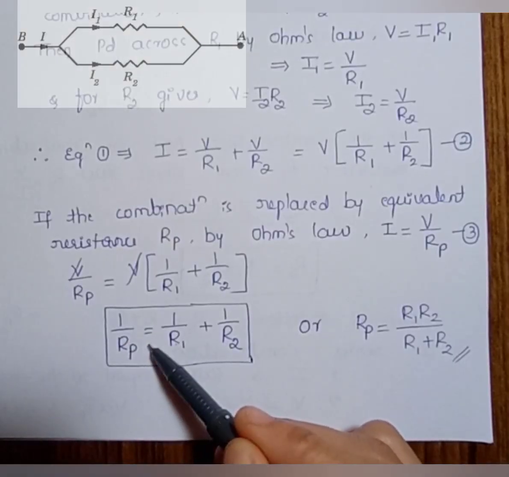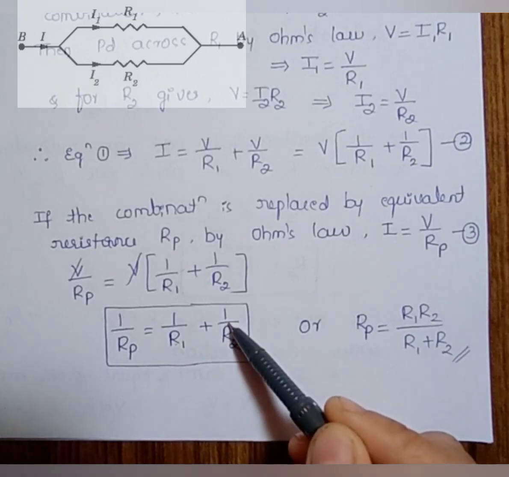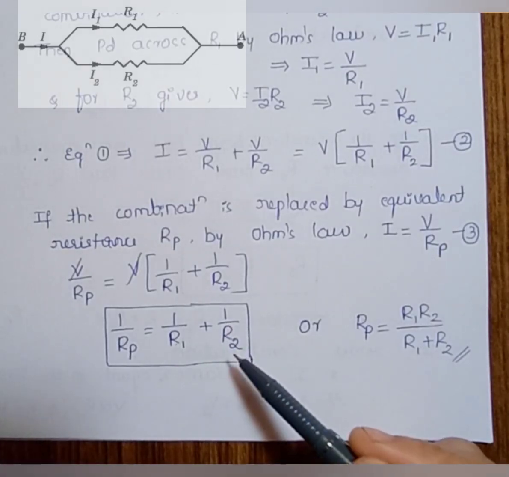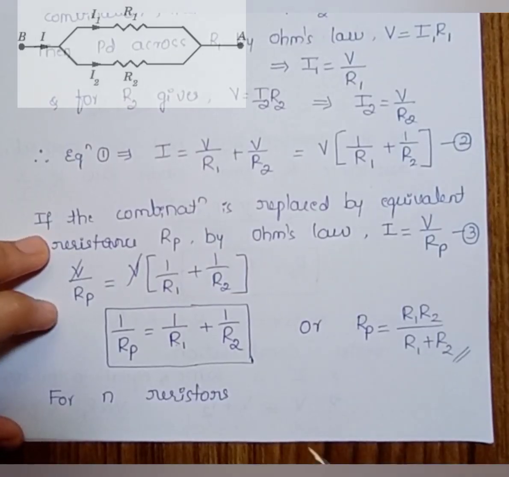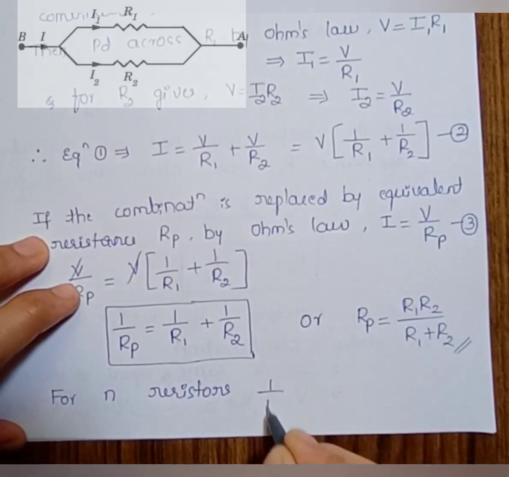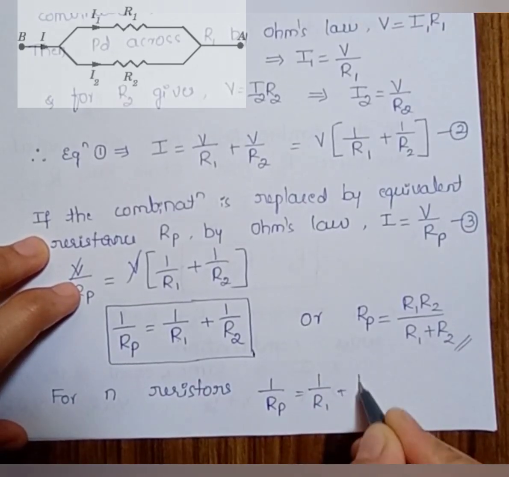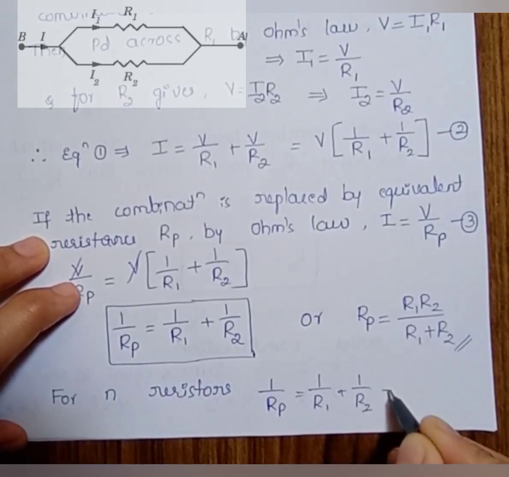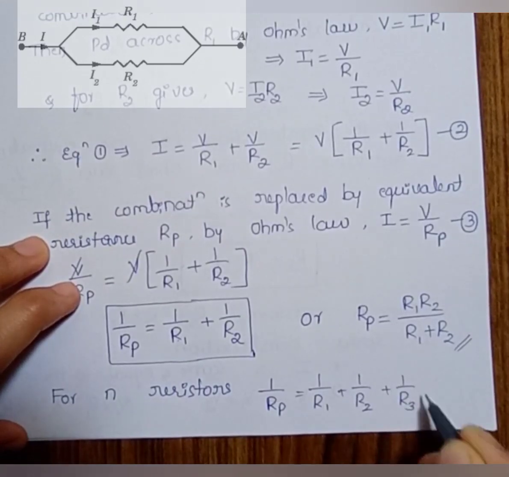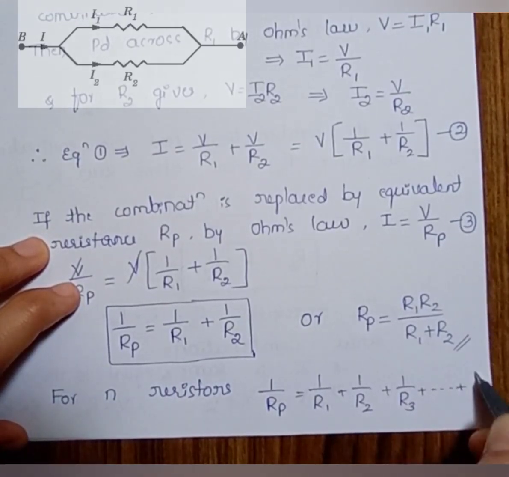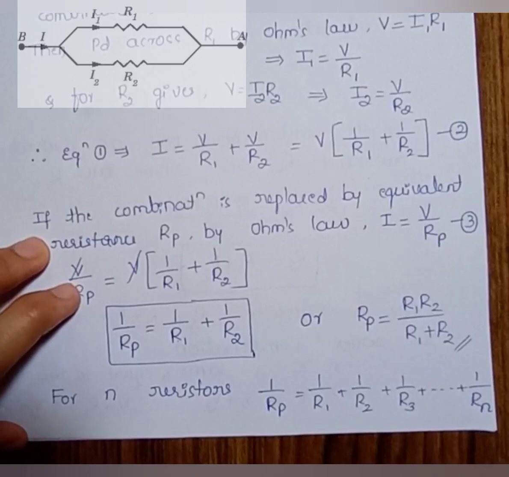1 by Rp is equal to 1 by R1 plus 1 divided by R2. For n number of resistors, 1 divided by Rp is equal to 1 by R1 plus 1 divided by R2 plus 1 divided by R3, and so on up to 1 divided by Rn.